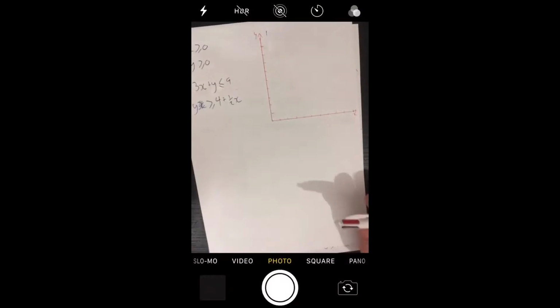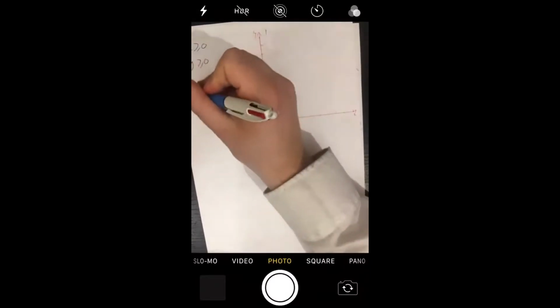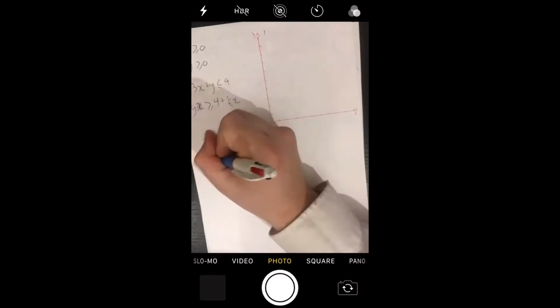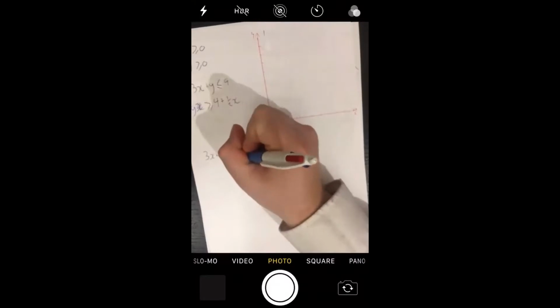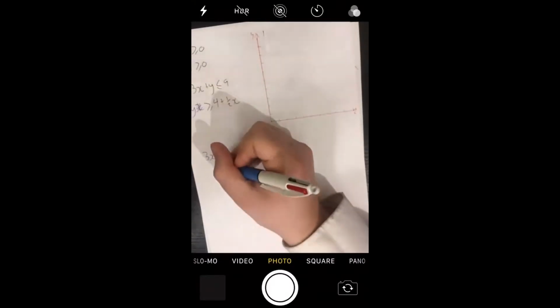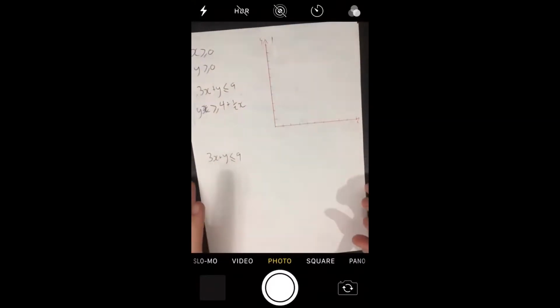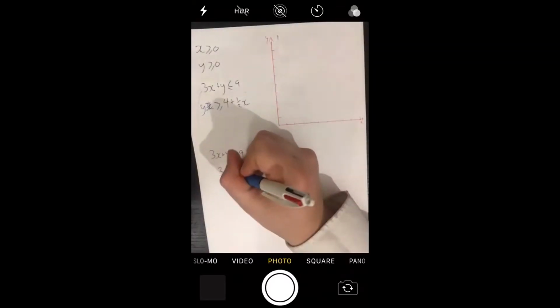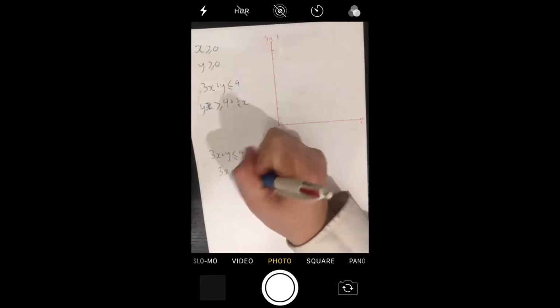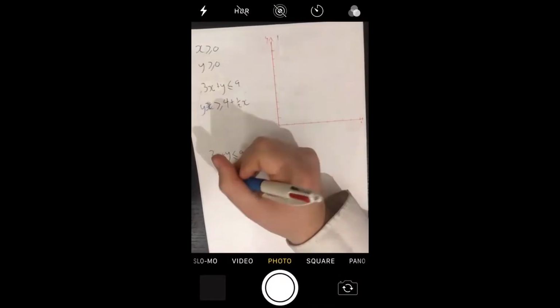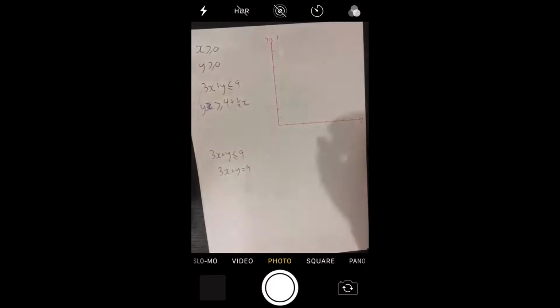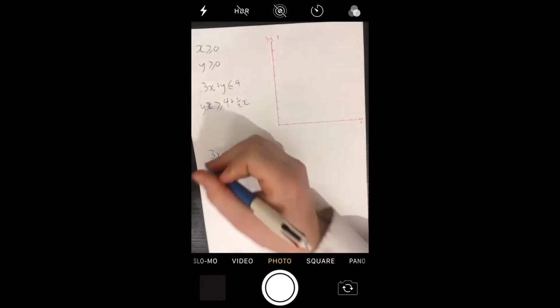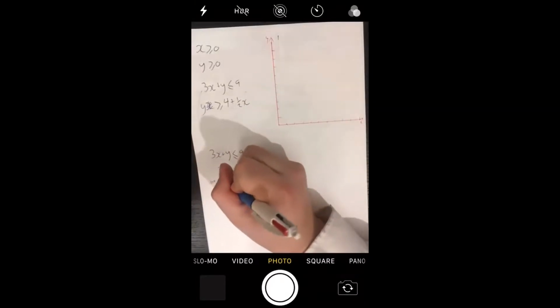So let's go with green, and we'll go with blue and black. We'll go with black first, and we'll do this one here. 3x plus y must be less than or equal to 9. How do we plot this? Well, we can plot this by going 3x plus y equals 9. We're going to plot the line first. Now, what does this line look like? Well, we can plot this line by using the intercept method.